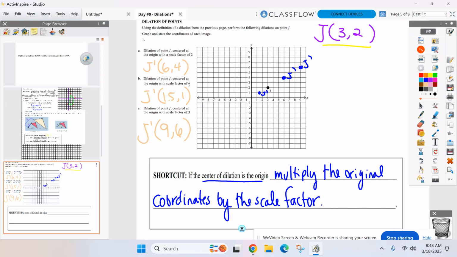All right, so you guys decide. You want to use that shortcut, feel free. If not, keep using slope because there is an instance where we are going to have to use slope. Any questions on dilating around the origin?